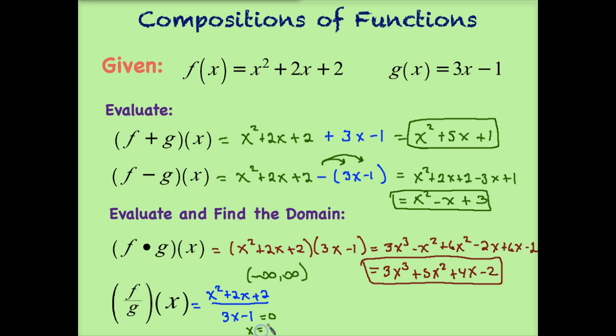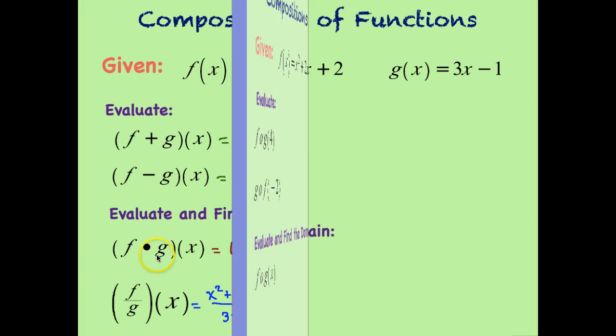If we do that, x is equal to 1/3, so then we know that all values will work with the exception of 1/3. So I will go from negative infinity to 1/3, then the other side of 1/3, all the way to positive infinity. And those are our very basic functions. Now let's focus on our composition of functions.